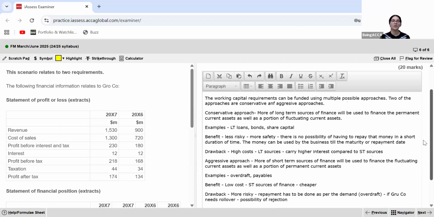This was a 20-marker question pertaining to the working capital area of your syllabus. So I hope that when you tried it on your own and then you came to this, you were able to gather more insight as to how you will draft your answers. So let me know if you have any queries. Otherwise, this is where we will stop for today.